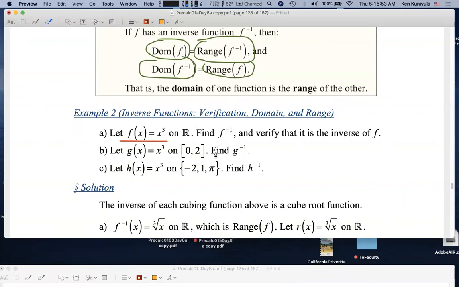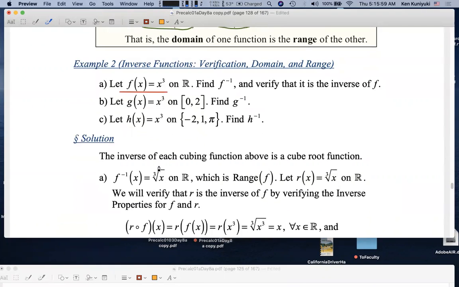That means it has an inverse function. And what is its inverse function? What undoes taking the cube of something? Taking its cube root. F inverse of x would be the cube root of x. The domain and range would be R in both cases.